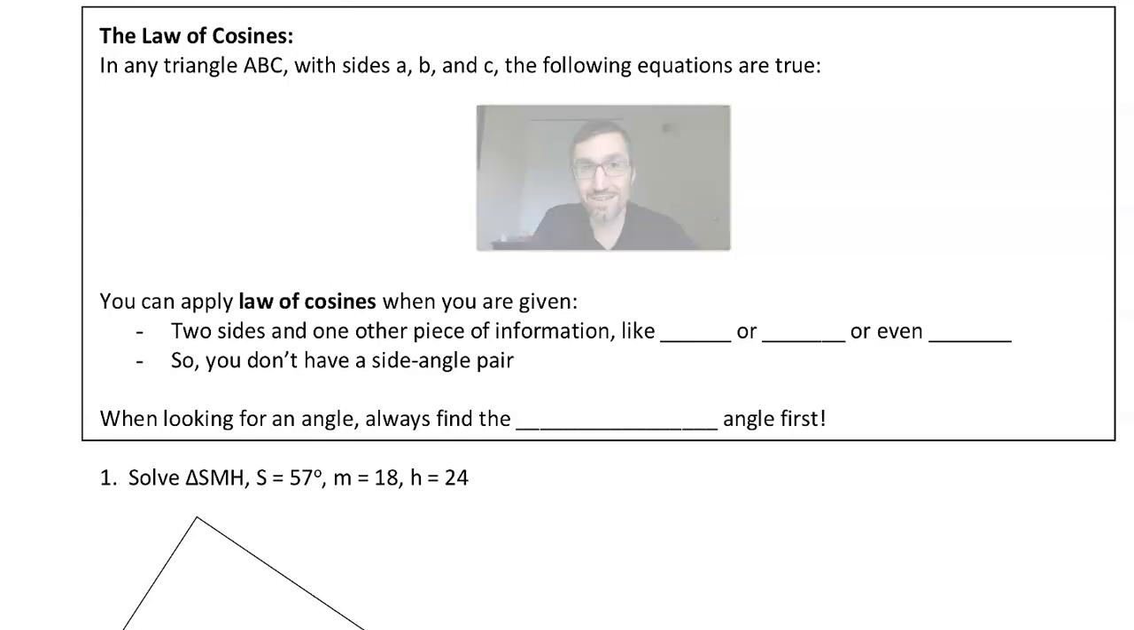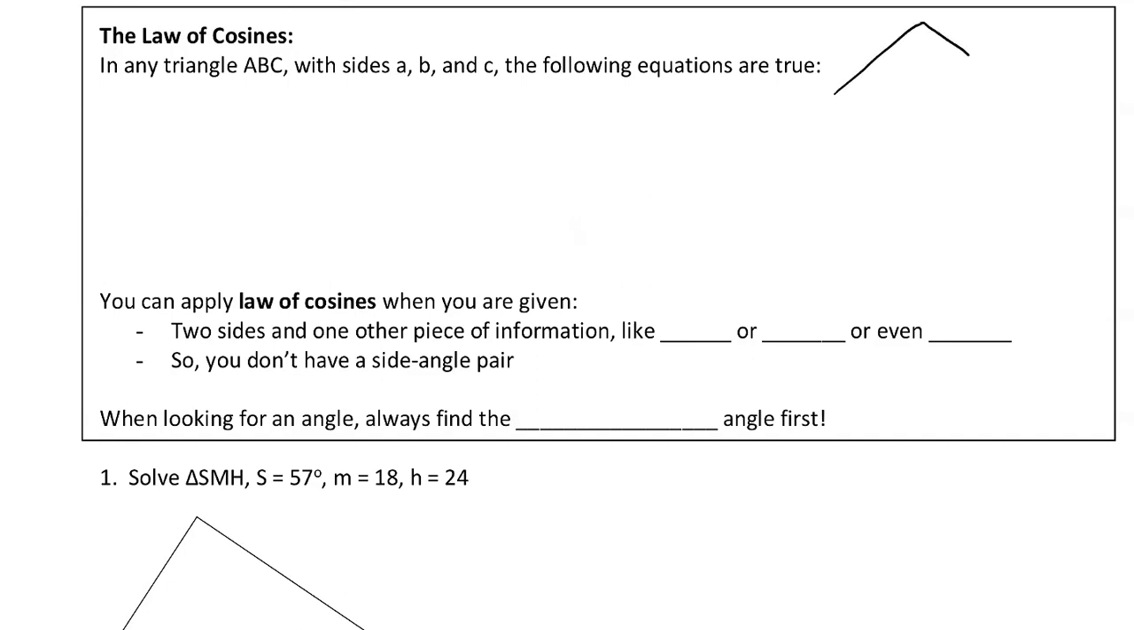So let's get started. In any triangle ABC, it doesn't have to be a right triangle, opposite of capital A is side A, opposite of B, opposite of C. So there's our triangle ABC. The following equations are true.